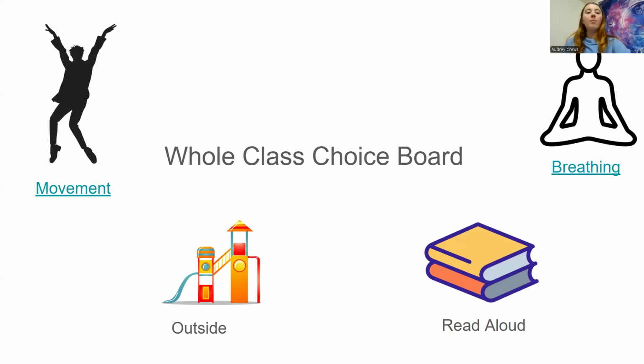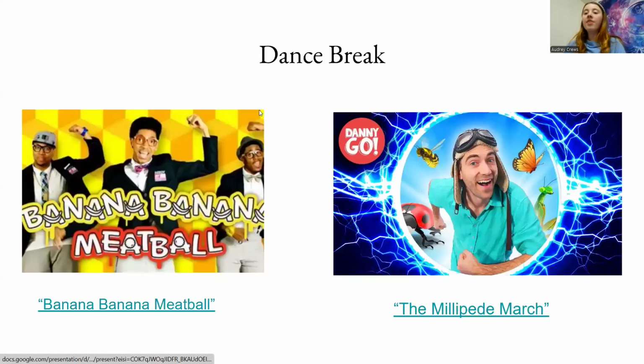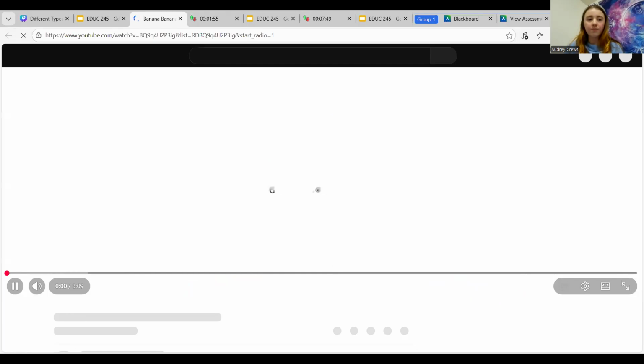So, if they want a movement, this goes to a slide where I have two different videos posted here. Either they could vote on another opportunity for choice: Banana Banana Meatball, or the Millipede March. And if you click on the links, it'll go straight to that YouTube video.